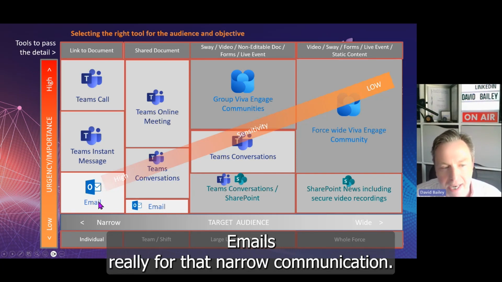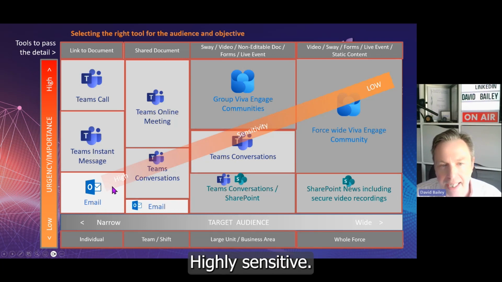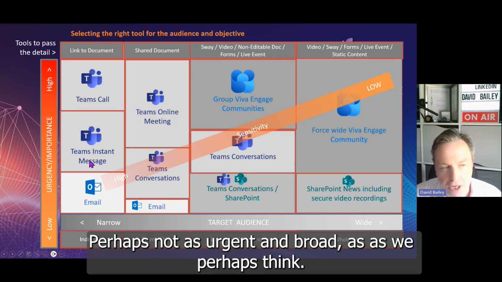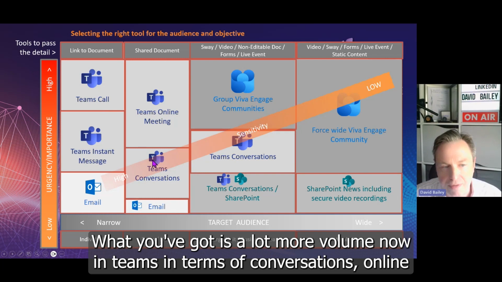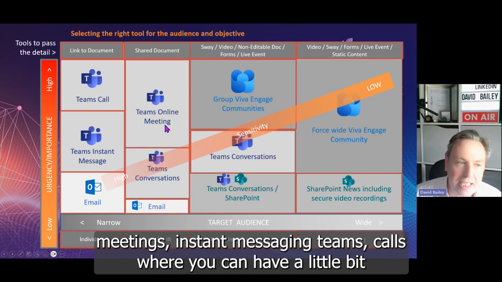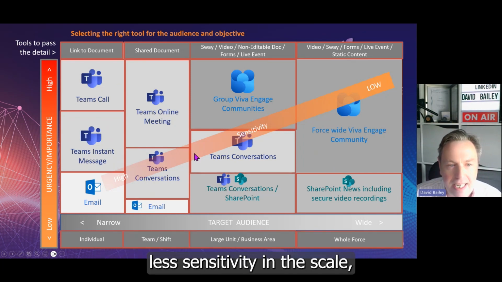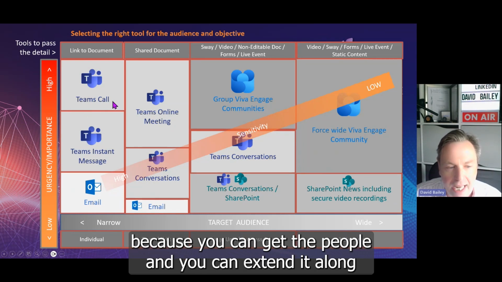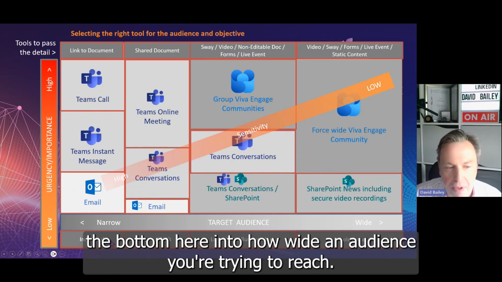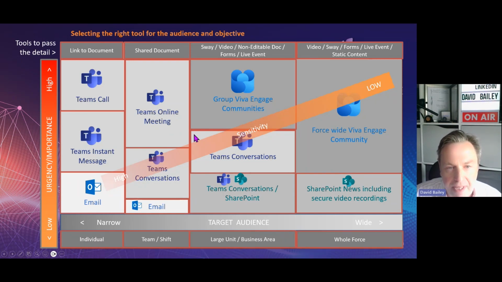Email is really for that narrow communication, highly sensitive, perhaps not as urgent as we perhaps think, but that's where email sits. What you've got is a lot more volume now in Teams in terms of conversations, online meetings, instant messaging, Teams calls, where you can have a little bit less sensitivity in the scale, but you've got that high urgency, high impact because you can get the people, and you can extend it along the bottom here into how wide an audience you're trying to reach.